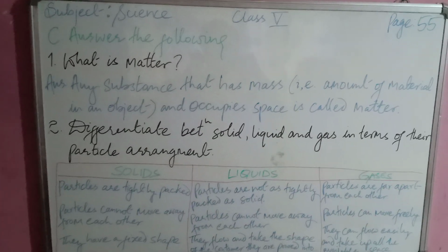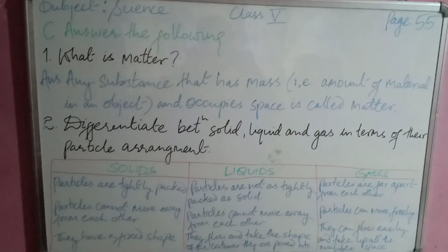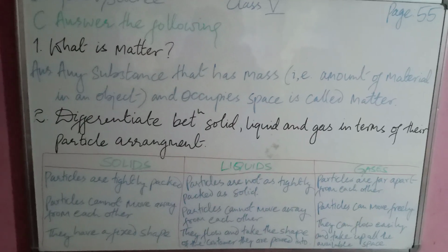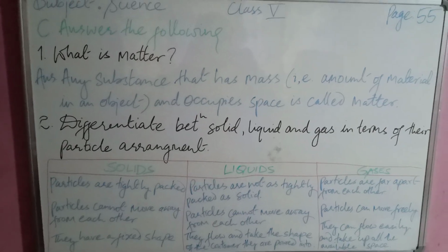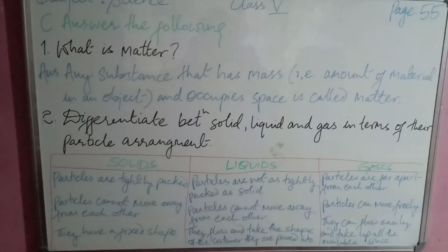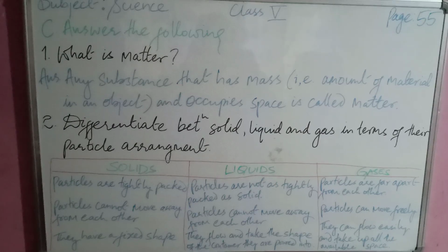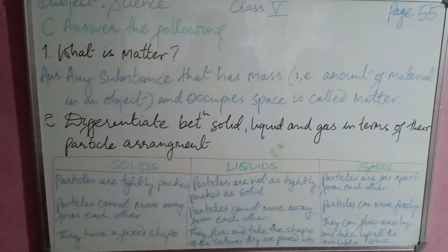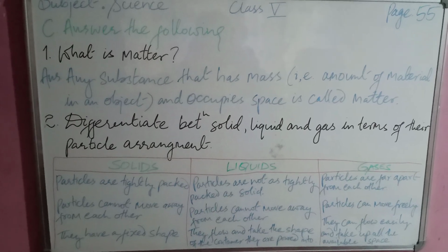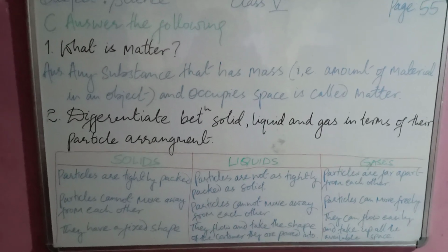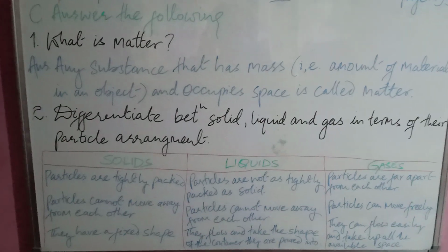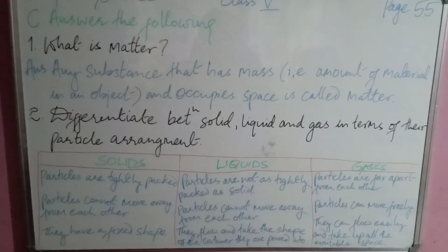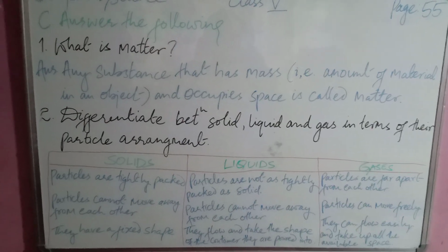So let's begin with answer the following. Question number 1, what is matter? What you have to write is: any substance that has mass, in bracket you have to write that is amount of material in an object, bracket close, and then occupies space is called matter.